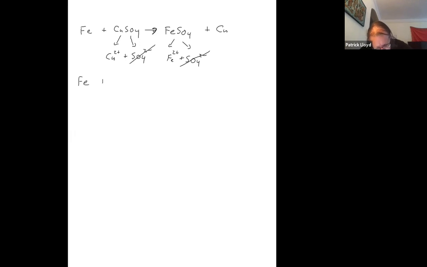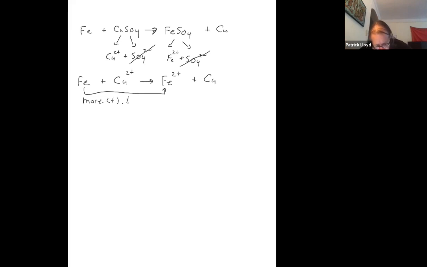Now you have iron plus copper 2 becoming iron 2 plus copper. Now it's really straightforward. You can actually see what's happening in terms of the oxidation states, because elements are 0 and monatomic ions are the charge of the ion. So iron is becoming more positive, right? Take a look at what happened to iron. It went from 0 to plus 2. That's becoming more positive.